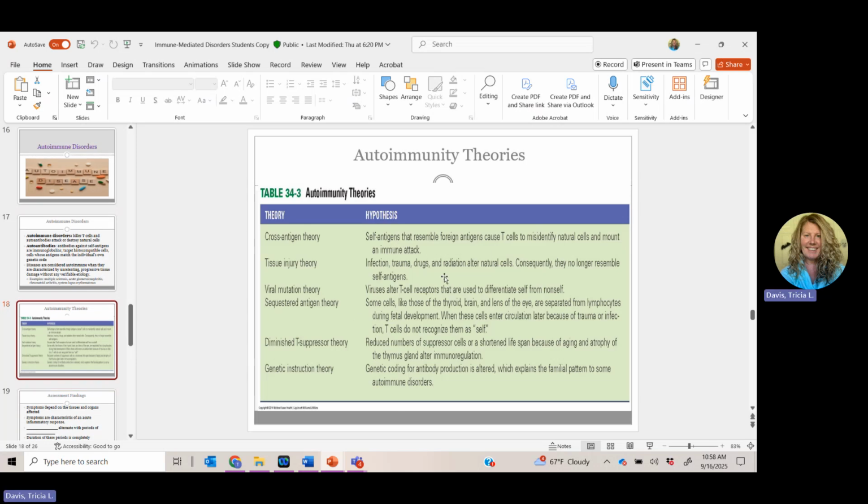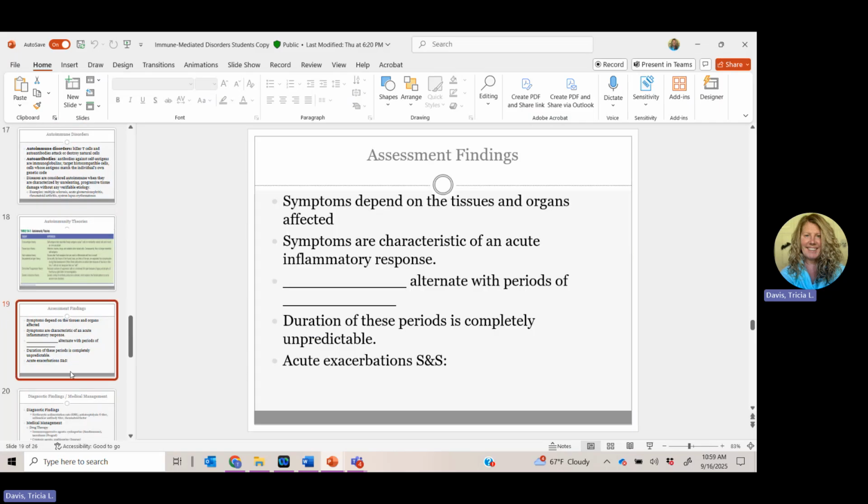All right, so these are some of the theories that they believe surround the development of these autoimmune disorders. I'm not going to read these. You don't need to know these for your exam.